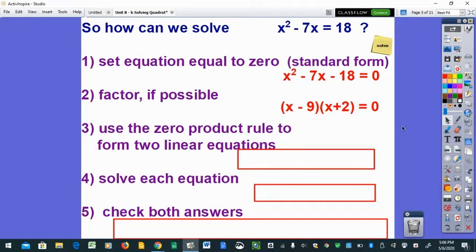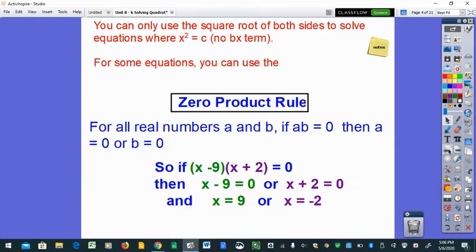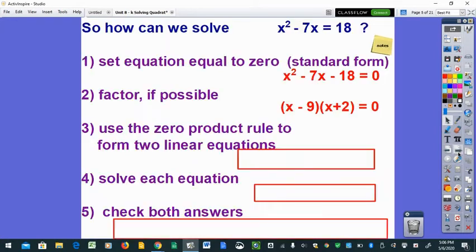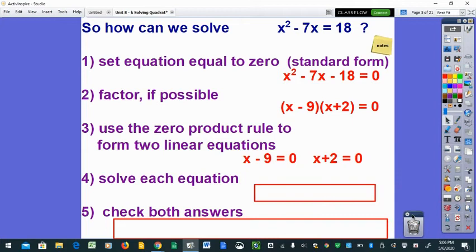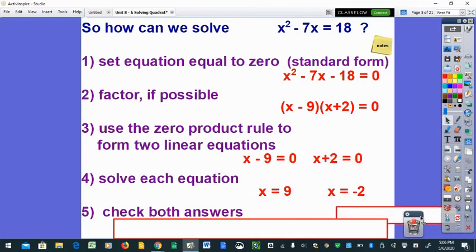Now, if you take a look at this, it might look familiar. See it right here? So, I didn't give you this. We had to factor to get to there. But once we factor to get to there, we're going to use our zero product rule. So either the x minus 9 has to equal 0 or the x plus 2 has to equal 0. And we solve those two equations and get the 9 and the negative 2.